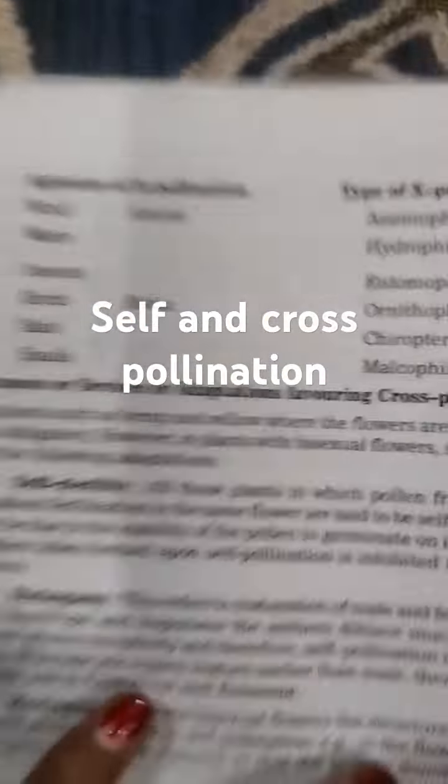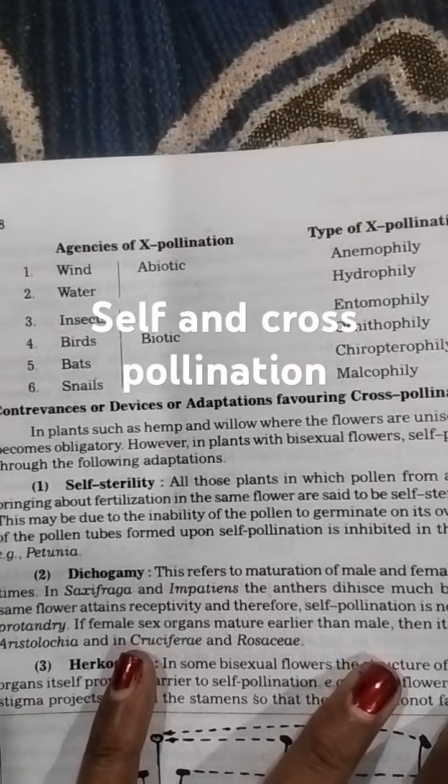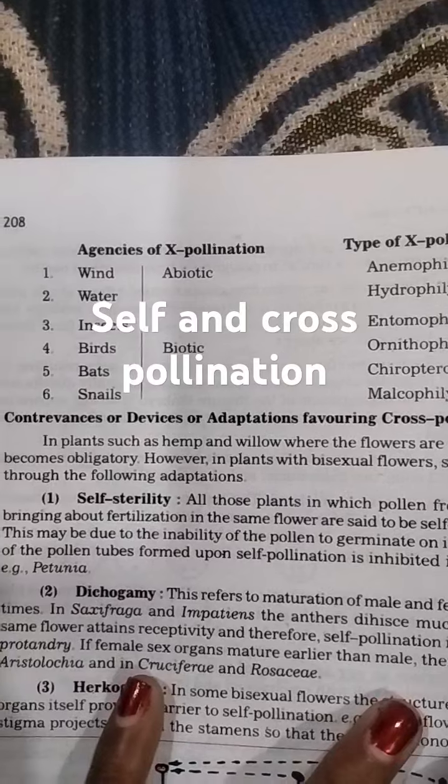The various agencies of cross pollination are wind and water, which are abiotic. When pollination occurs through wind, it is called anemophily. When it is through water, it is called hydrophily.